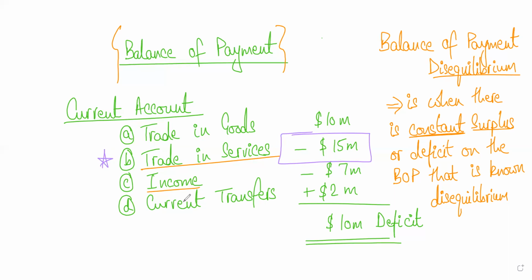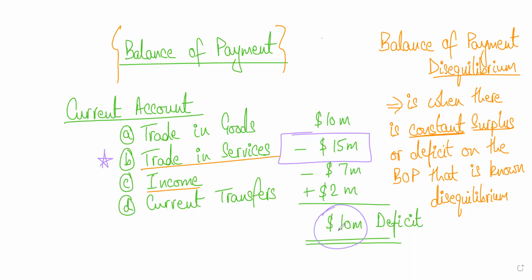Right, we're talking about balance of payments disequilibrium. So look at the definition. Balance of payment disequilibrium is when there is a constant, which means year after year, surplus or deficit on the balance of payment. That is known as disequilibrium. Now, I have given you some values in front of you, for a certain country, let's assume it's Pakistan. Now we are looking at this deficit for Pakistan's current account.